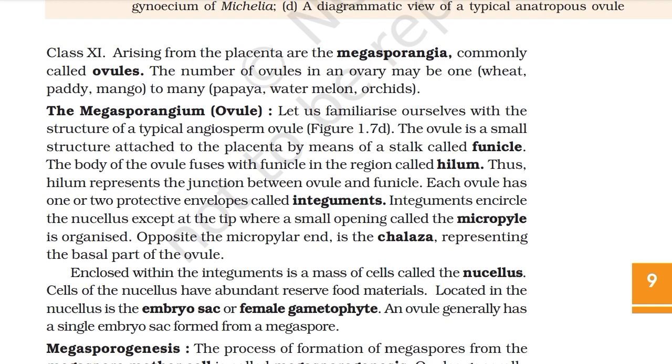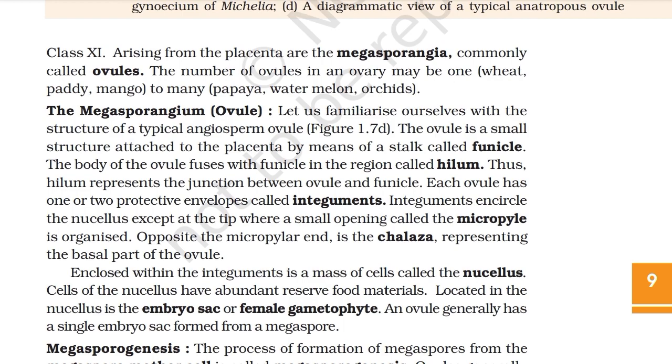Let us familiarize ourselves with the structure of a typical angiosperm ovule. The ovule is a small structure attached to the placenta by means of a stalk called funicle. The body of the ovule fuses with the funicle in the region called hilum. Thus, hilum represents a junction between ovule and funicle. Each ovule has one or two protective envelopes called integuments. Integuments encircle the nucellus except at the tip, where a small opening called the micropyle is organized.